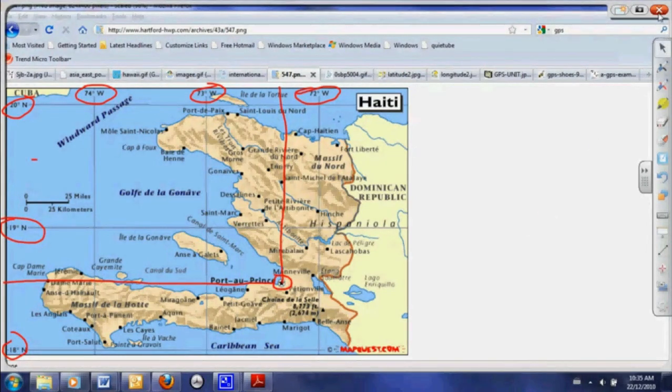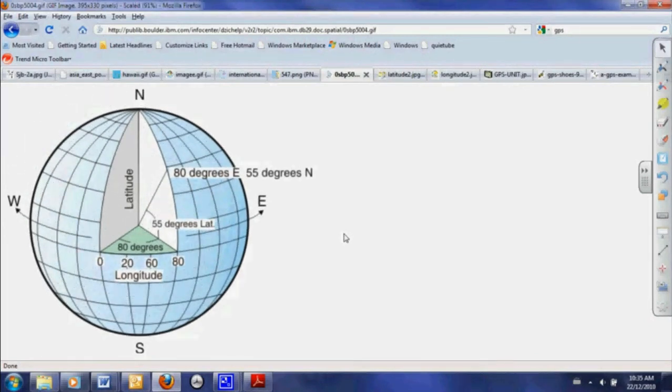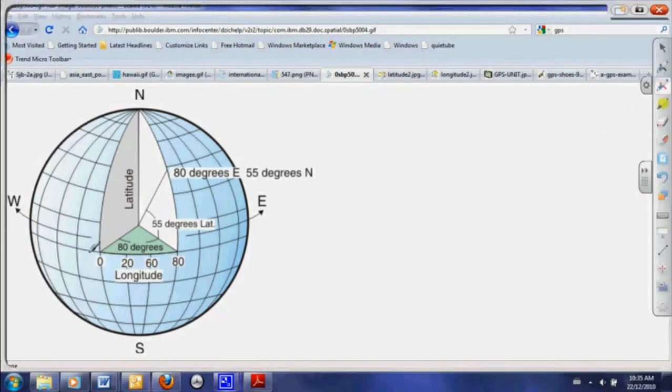Now, what about another diagram? Let's take a look. This is how the lines of latitude are determined. And you can see that if we have the equator, which is right here, how they determine the lines of latitude is the degree with which they are from that line. So this here is 80 degrees. So all of this line is 80 degrees, and it would be north.